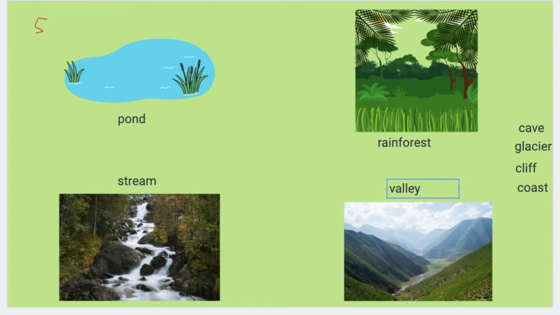Okay, good job everyone. Remember, you just need to classify or differentiate the words that belong to their groups, either the water base and also belongs to the earth and the land. Okay, let's move to the next part, shall we?